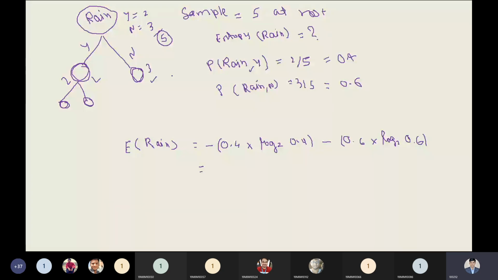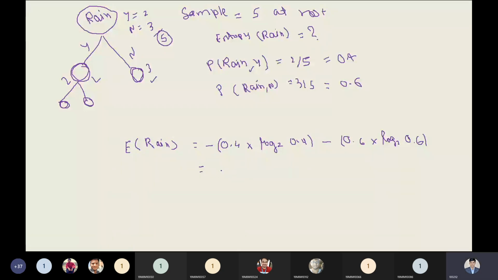We can do it manually, but if we have a very long decision tree with thousands of pieces of information, it will not be easy for a human. That's why a machine is required. So here we are getting the entropy of rain. You can put in the values we are getting, and on that basis we can write the answer, which is the entropy.